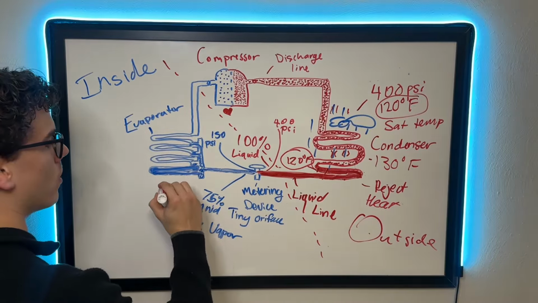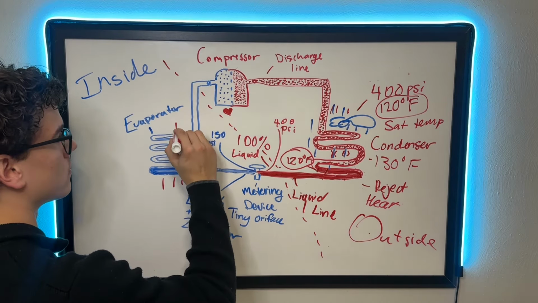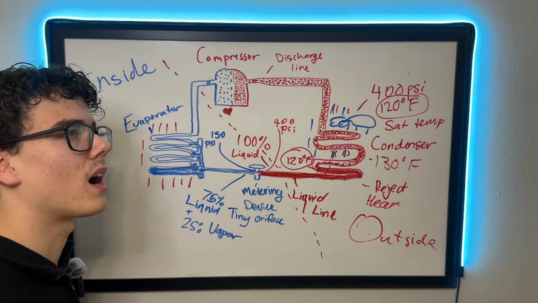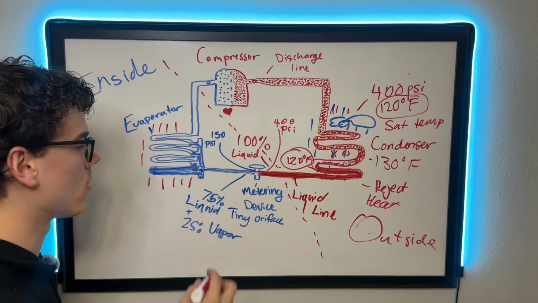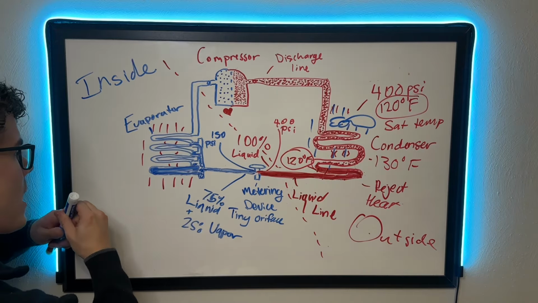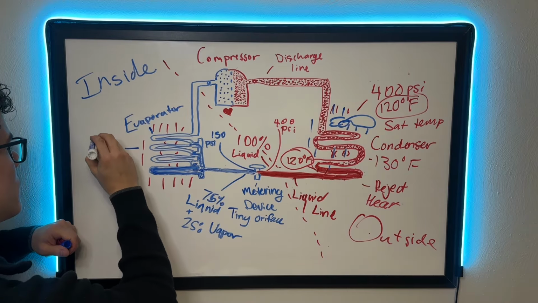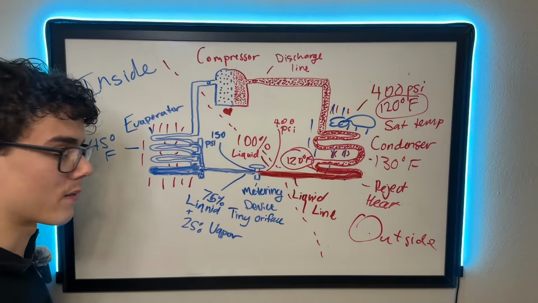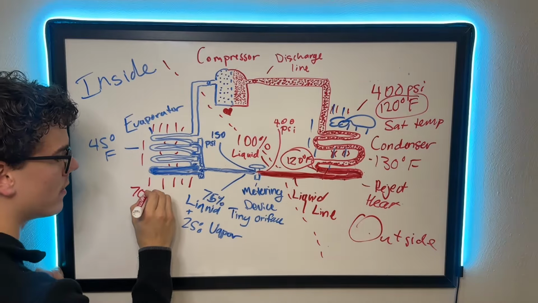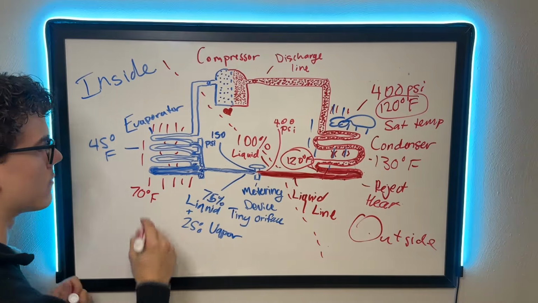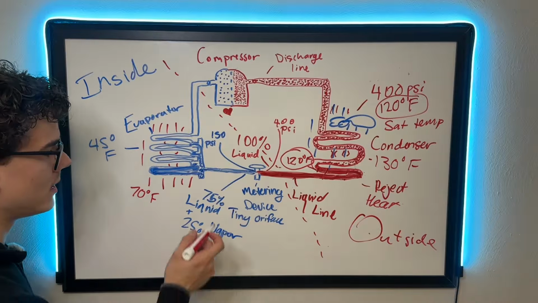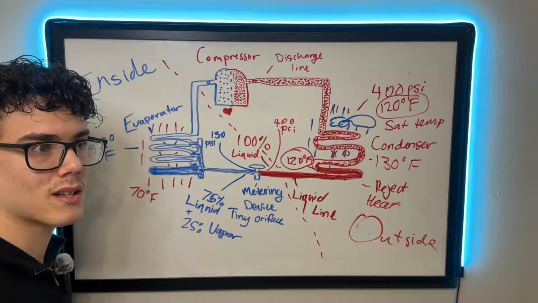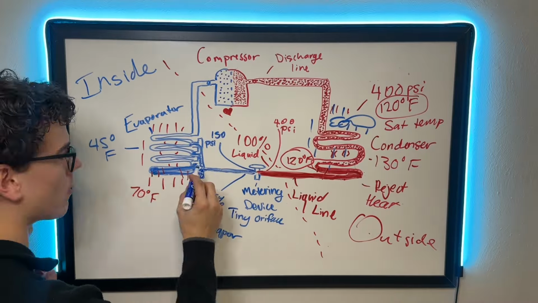At this evaporator coil, we have hot air, right? The blower is pulling maybe 75 degree air, 70 degree air over this evaporator coil. And this evaporator coil is about 45 degrees. At least it should be around 45 degrees. So what happens when we pull 70 degree air across this 45 degree evaporator coil? The heat from the air is going to be absorbed into this evaporator coil, right? It's going to heat up the cold evaporator coil.